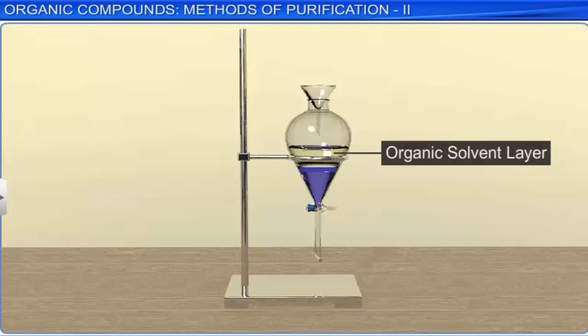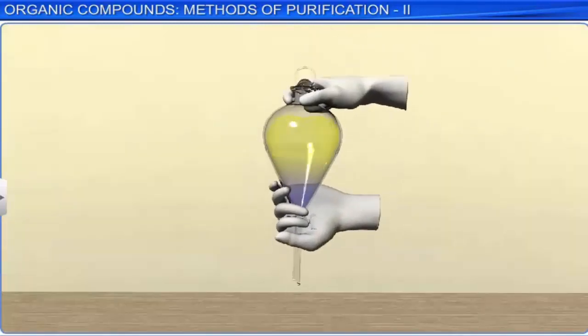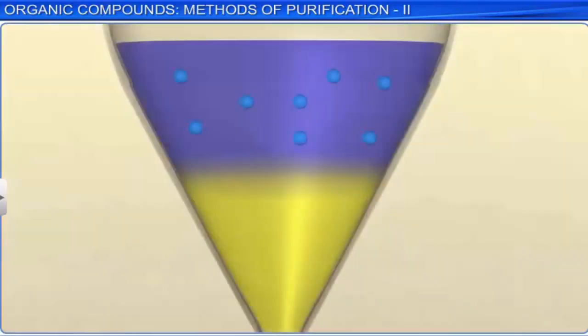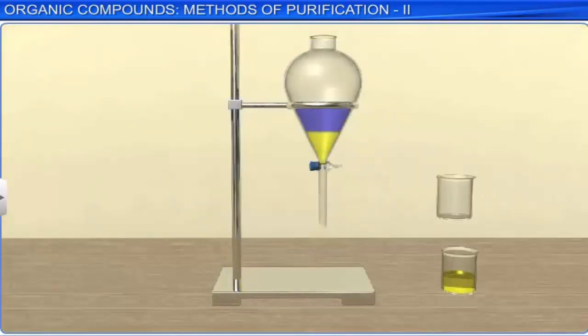Next, the funnel is shaken for some time and then it is allowed to stand for some time. On standing, the organic compound and the solvent form two separate layers in the funnel. The organic compound, being more soluble in the organic solvent, goes into the organic layer. If the organic solvent is denser than water, then it goes down and occupies the lower layer in the separating funnel. The two layers are collected separately by opening the stopcock.